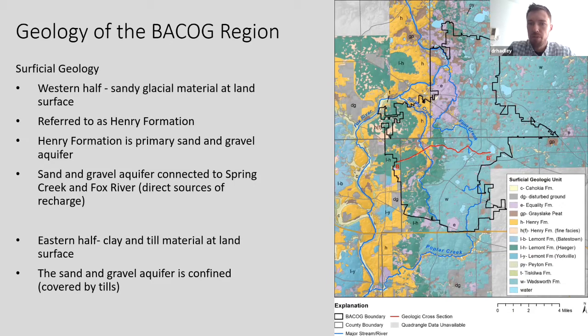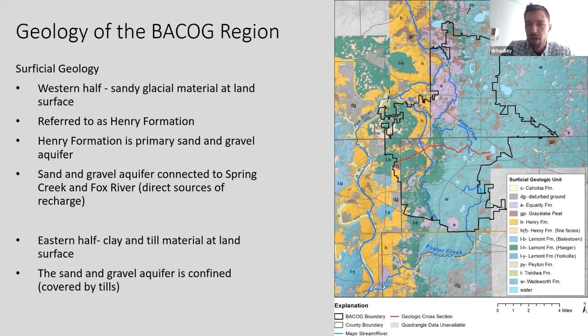The sand and gravel aquifer is essentially covered up by these silts and clays that limit the amount of recharge entering the aquifer. Try to keep this in mind as we go through the presentation, this difference between the eastern half of BACOG and the western half of BACOG.